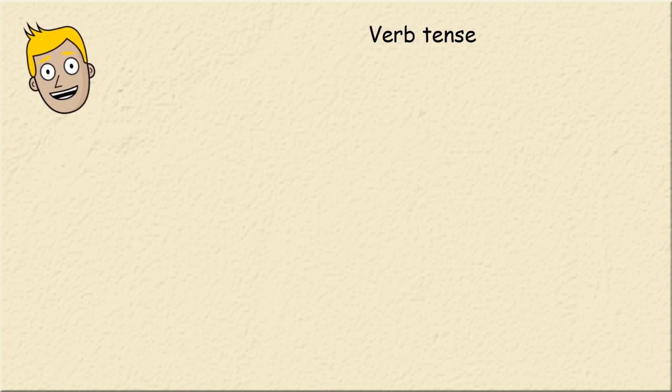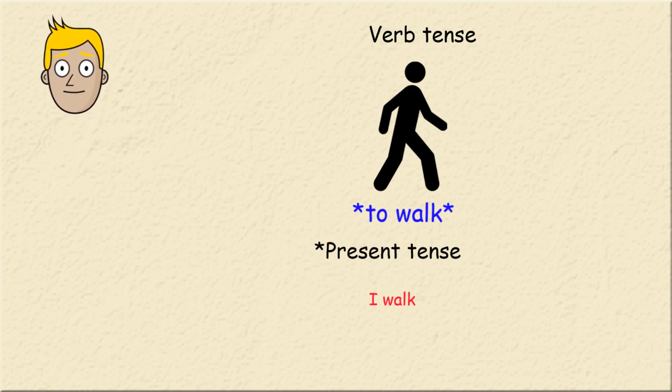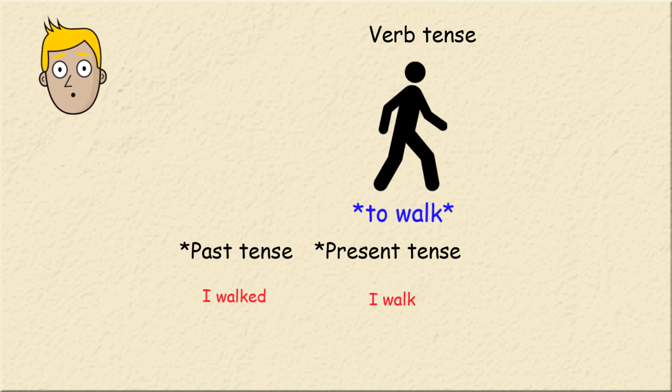Let me elaborate. If we take the verb phrase to walk and make a simple sentence with it, we could say, I walk. This is the present tense because it is happening right now. But what if it happened earlier today? Well, then you can just say, I walked. This is the past tense, and with regular verbs, we just attach an ed to the end of the verb to change it to the past tense.